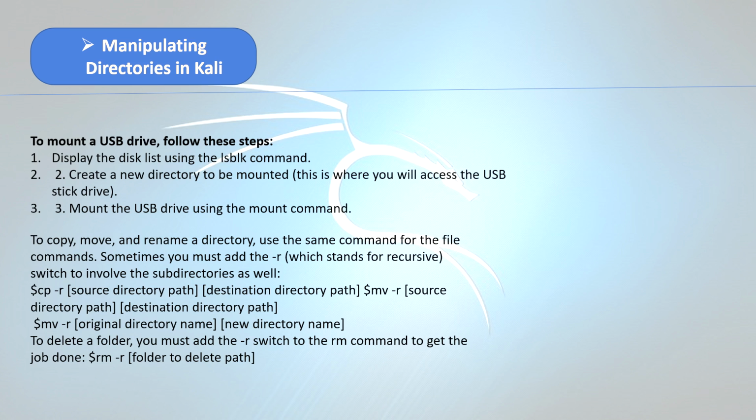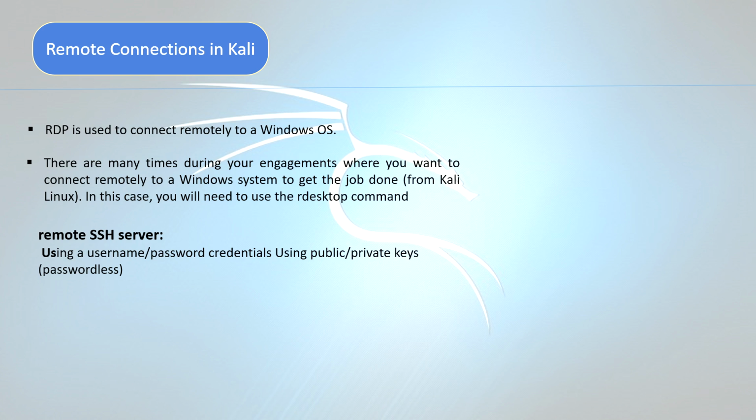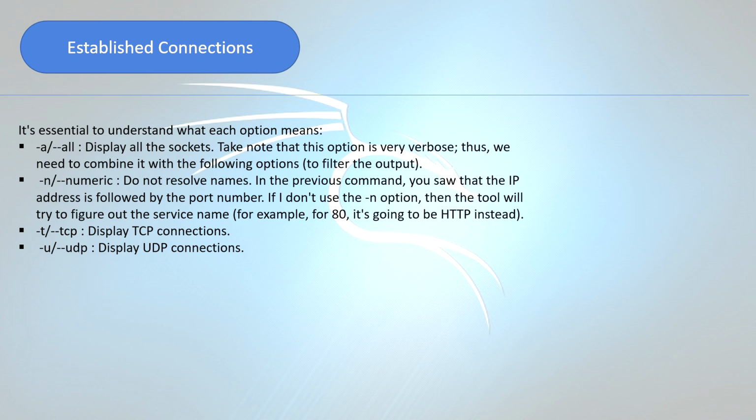To mount a USB folder in Kali, use the command to display the USB devices, create a new directory, and mount the USB with the mount command. Remote connection in Kali: RDP is used to connect remotely to Windows OS. There are many times during your engagement where you want to connect remotely to a Windows system to get the job done. Next, the established connections.